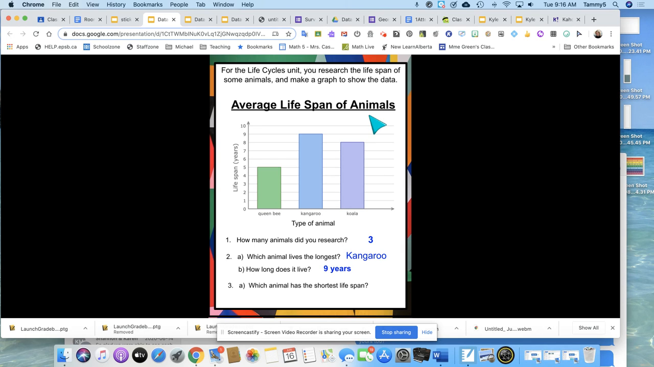And that was the next question. Which animal has the shortest lifespan? That is the queen bee at 5 years. Okay. So again, this is nothing new, grade 3s. We've done this all year long in science.